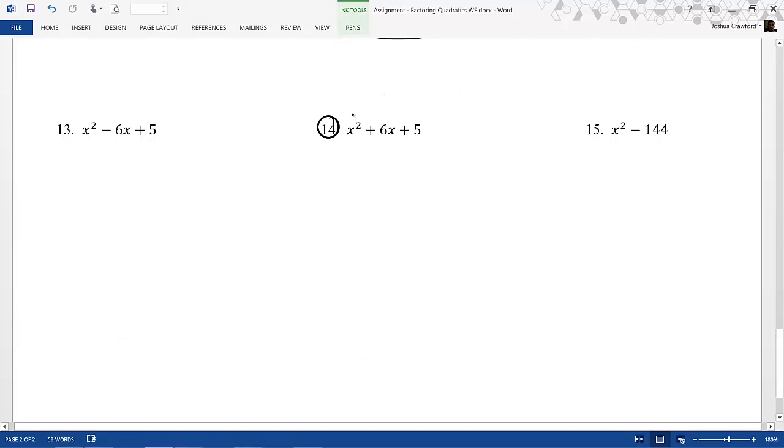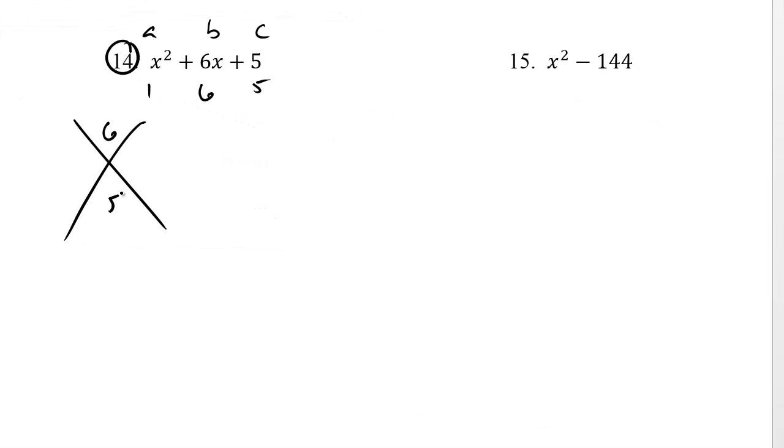14. Label A, B, C. So we have 1, 6, and 5. So then do your x. A, B, and C. So B goes on top, so 6. A times C goes on bottom, 5. Divide by A, 1. Factors of 5 that add to 6. 1 and 5 add to 6. 1 and 5. So A times x plus blank times x plus blank.